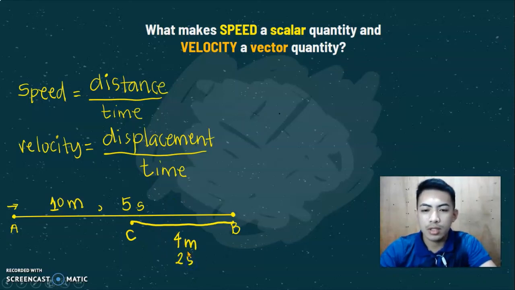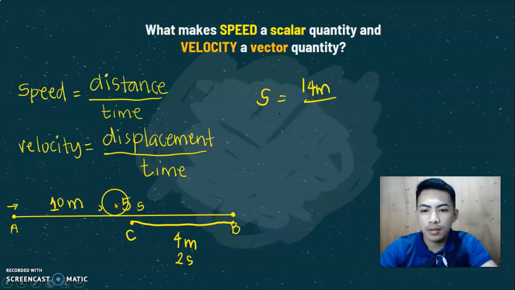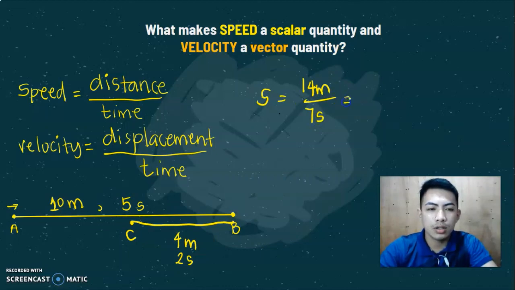If we are going to calculate the speed of the car from A to B to C, obviously you have to add all the distances. So speed will become 10 plus 4, so you will have 14 meters over the total time, 5 plus 2, and that is 7 seconds. So you will have again 2 meters per second.